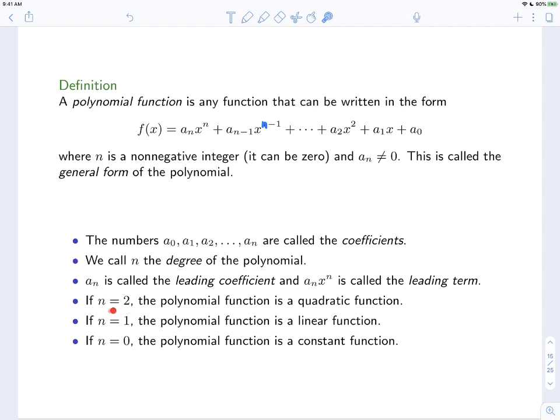If n equals 2, then the polynomial function is a quadratic function. So if n is equal to 2, then you just have these terms right here, and that's a quadratic function. If n is equal to 1, then you just have these two terms, and then you have a linear function. If n is equal to 0, then you have only this term, and that's a constant function.